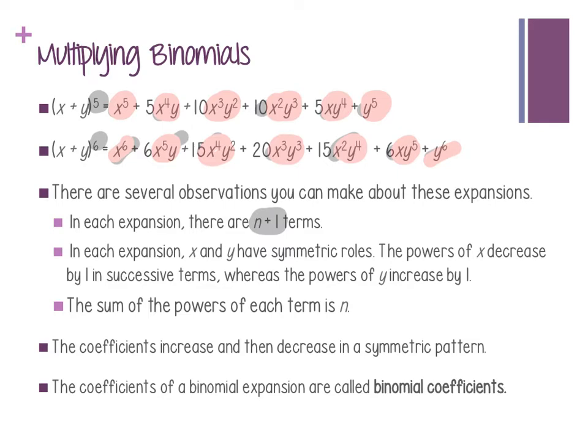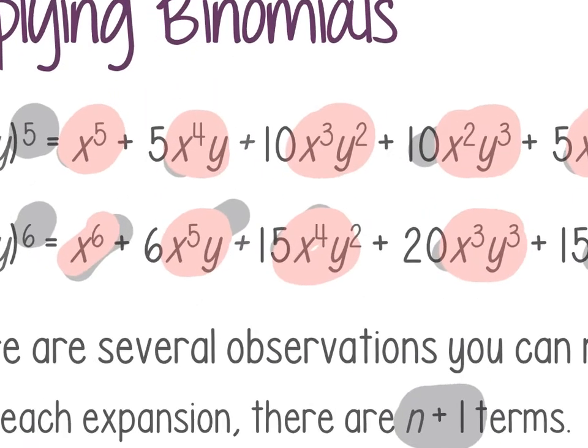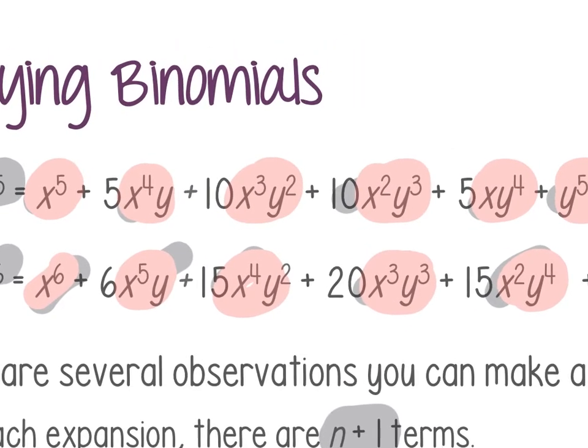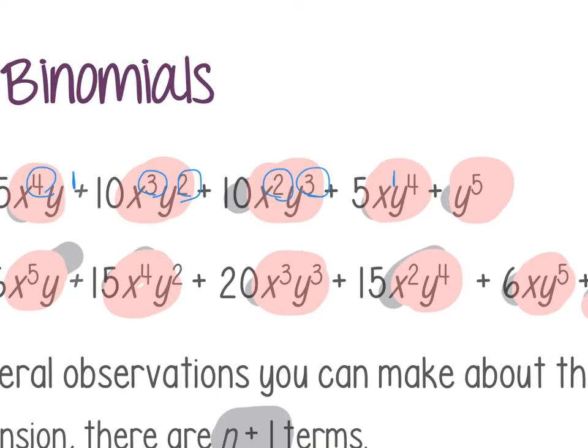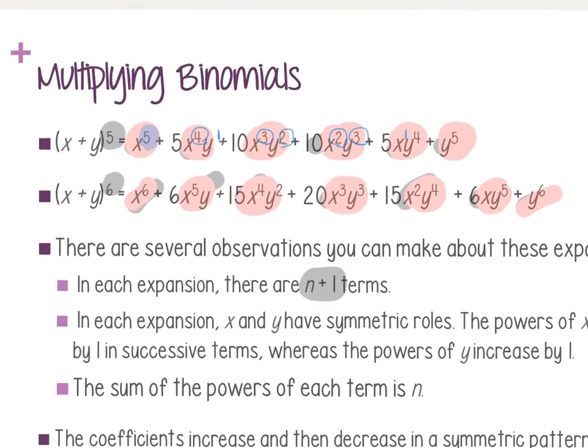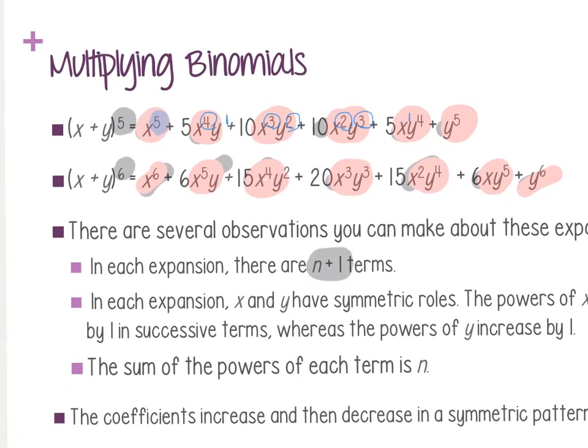The last thing in the purple there says the sum of the powers of each term is n. So if I take each of the terms in the first one and add the exponents, this is obviously 5. This is 4. What's the exponent on that y? A 1, that's 5. 3 and 2 is 5. 2 and 3 is 5. This would be a 1. 1 and 4 is 5. And the last one is 5. So for each individual term, the exponents add up to whatever power you're raising the initial function to.